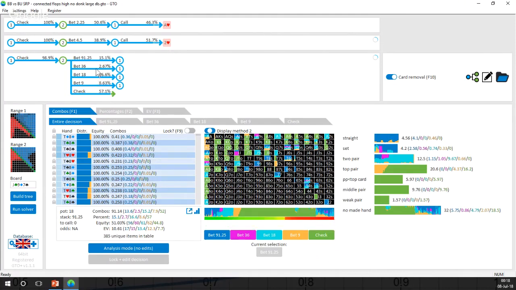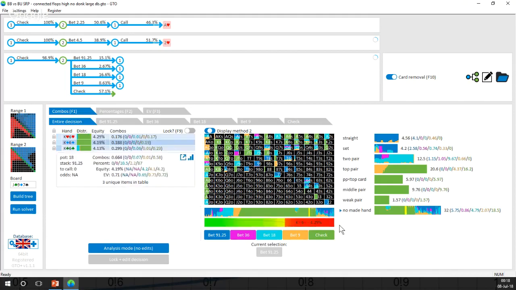So we can see that we're overbetting all in, and this all-in size here is around the river's a two. Yep, the river's a two. Okay, so it's Jack-9-7 on the flop, the ace is the turn, and then the river's a two, and we bet half pot on the flop, half pot on the turn.